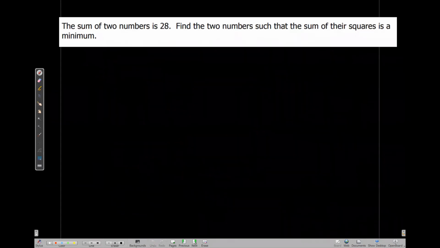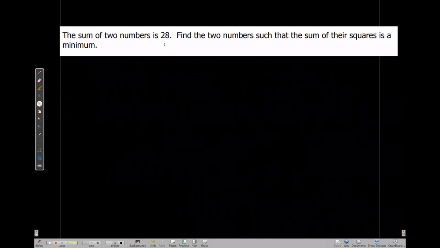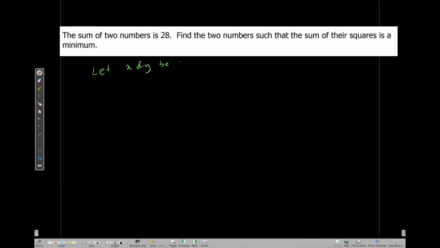Okay, let's see more examples. The sum of two numbers is 28. Find the two numbers such that the sum of their squares is a minimum. Okay, this is a good one. So let x and y be the numbers. Again, if we try to break down this question, like 1 and 27, that's 28, right? The sum of their squares is a minimum. So 1 squared, 27 squared.